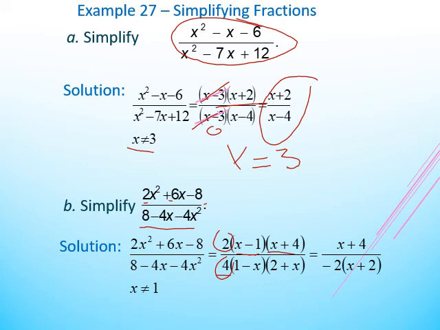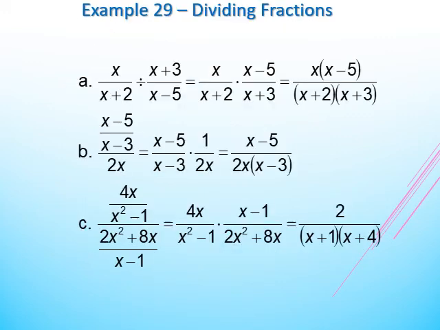This equals (x plus 4) over (2 minus 2x) times (x plus 2). And also be sure that x will never equal 1, because if x equals 1, this means that the denominator will equal 0.